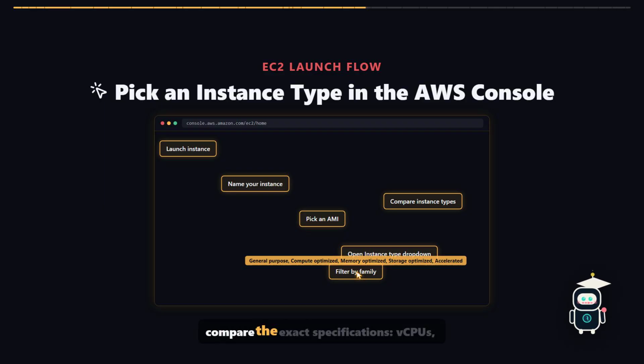Finally, compare the exact specifications: vCPUs, memory, network performance, EBS capability, local storage, supported features, operating system compatibility, and current price. The goal is not to find the biggest machine in the dropdown. The goal is to build a short list of compatible candidates and test the one that best matches the workload.